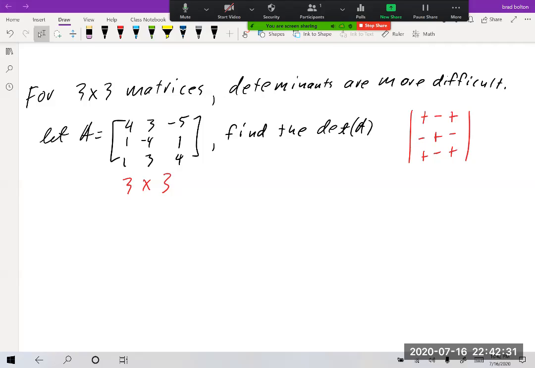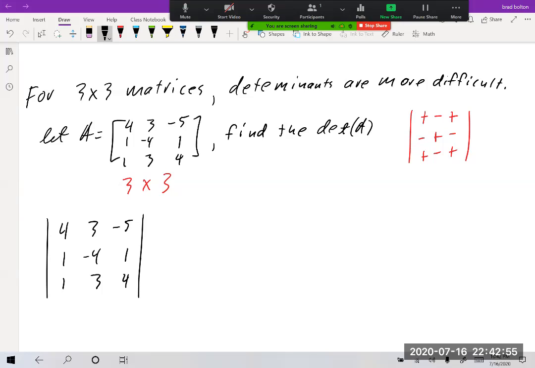And remember, it's just a number that is associated with the matrix, okay? So we have our matrix A. So I want to find the determinant of A. So I'm going to put A right here, 4, 3, negative 5, 1, negative 4, 1, and 1, 3, 4. Remember, that means determinant. Let me write that better.